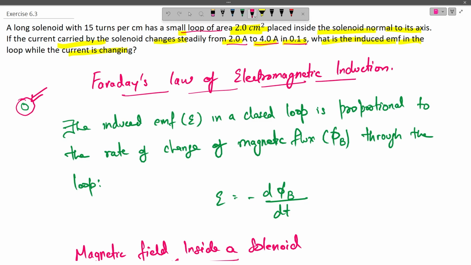Now if the current is changing, then obviously the magnetic field is going to be changing. If the magnetic field is changing, then the flux inside this loop is changing as well, and since flux is changing with time, there will be induced EMF. Now Faraday's law of electromagnetic induction says that the induced EMF E in the closed loop is proportional to the rate of change of magnetic flux phi B through the loop, and that is given by induced EMF equals minus d phi by dt.